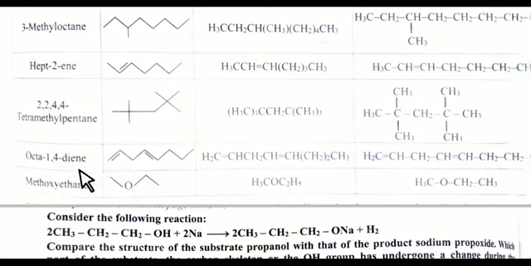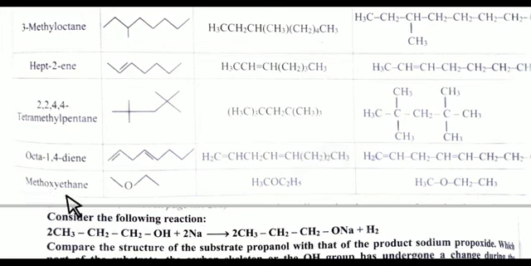Octa-1,4-diene. Octa means 1, 2, 3, 4, 5, 6, 7, 8 carbon atoms, meaning octane, and 1,4-diene means the 1st carbon contains a double bond and the 4th carbon contains a double bond. So see here, CH2 double bond, CH, CH2, with the double bonds only at positions 1 and 4, and a total of 8 carbon atoms. And how can we write it in the condensed formula? We can write CH2 two times here.